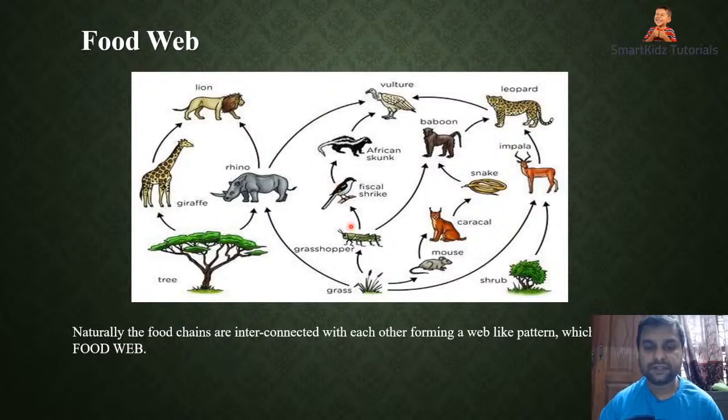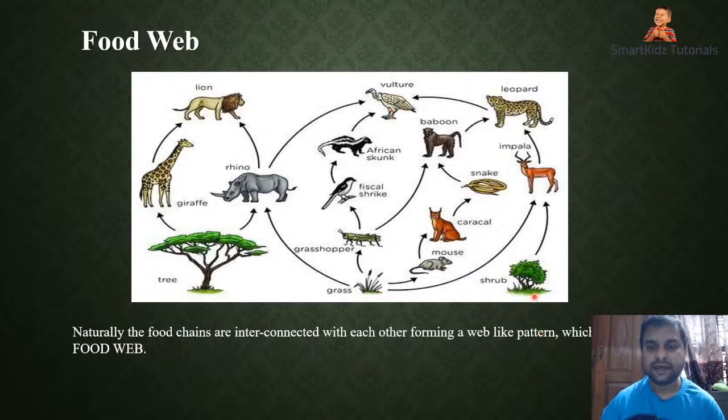If you go this way, the grasshopper is eaten by this bird. This bird is caught by this African skunk, yes, and upon death of this skunk, the vulture would feed on it. Again, the vulture would feed even on a rhino or a lion. They are scavengers, so they eat dead, decaying matter. Anybody who's dead, they feed on that.